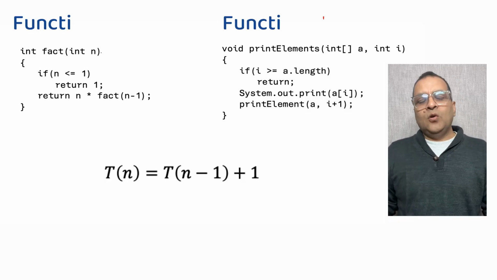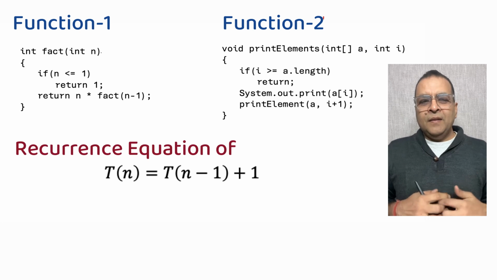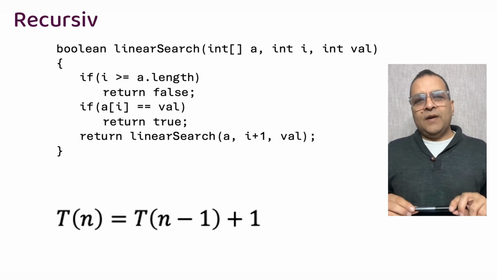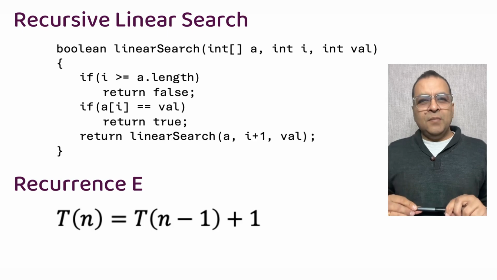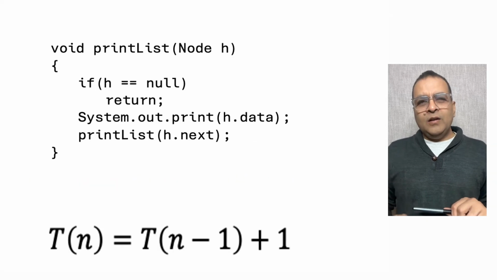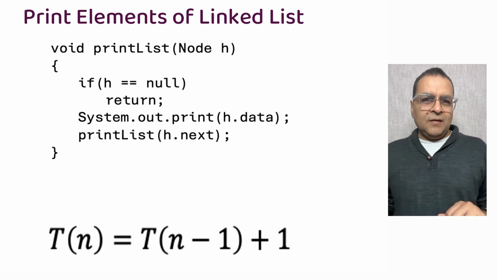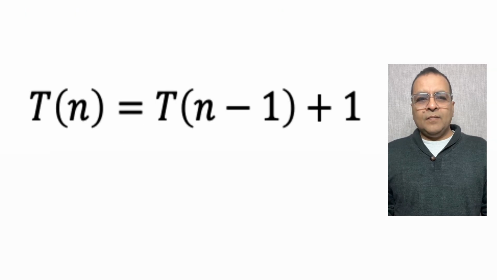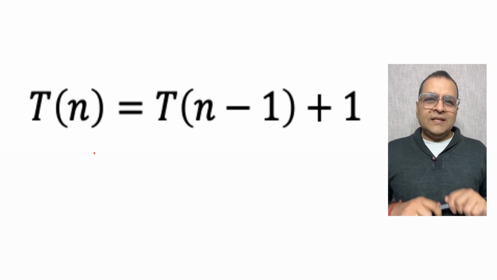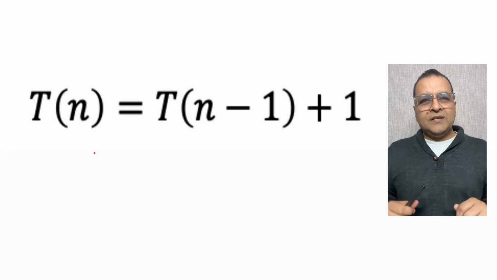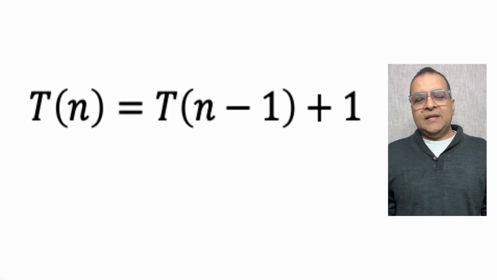Here the length of the array means the remaining elements of the array which are yet to be printed. You notice that even though the two functions are different, the recurrence equations of these two functions are exactly the same. Similarly, if you want to find the recurrence equation of the recursive implementation of linear search or the recursive implementation of printing all the elements of a linked list, either in the forward order or in the reverse order, you will find that the recurrence equation will come out to be the same. So if we are able to solve this recurrence equation, we will be able to find the time complexity of all the functions which are represented by this recurrence equation.